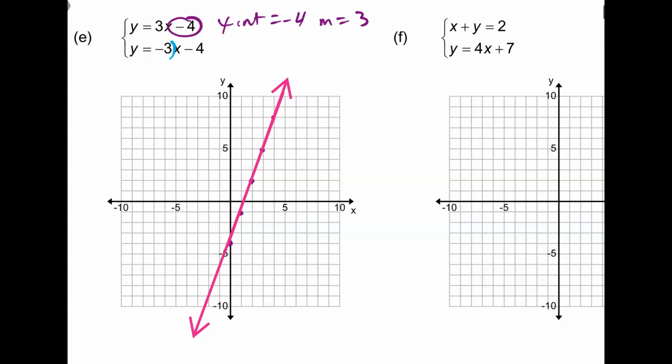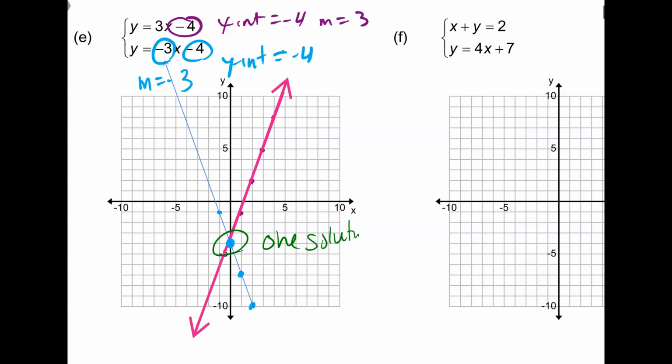The other one, slope of -3. Y-intercept of -4. So they have the same y-intercept. The difference is different slopes. So -3 slope, so down 3 to the right 1, down 3 to the right 1. Then I just connect them. Cool. So I see there is one solution. And where is it? 0, -4.